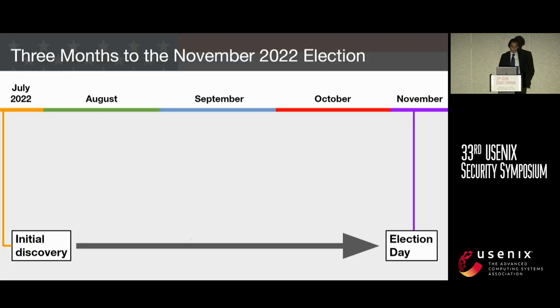We found the vulnerability in late July of 2022. And we knew that in just over 3 months, there would be another election where a lot more vulnerable data would be released. So we had to attempt to disclose this and get this problem fixed quickly.